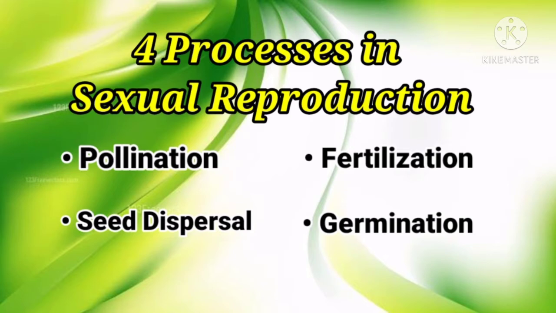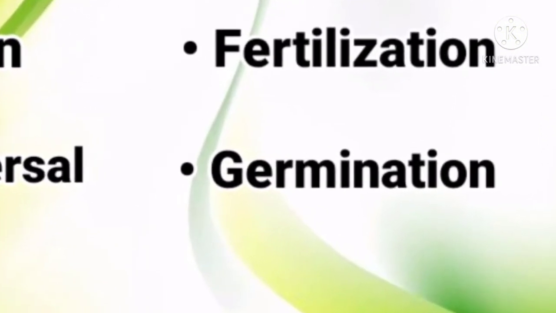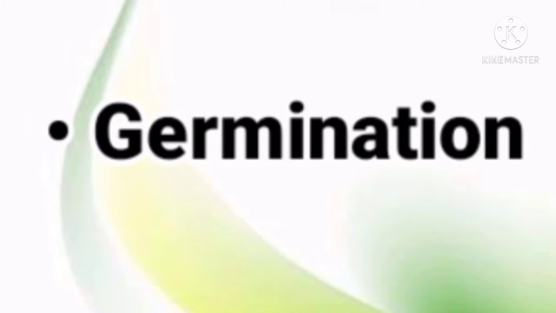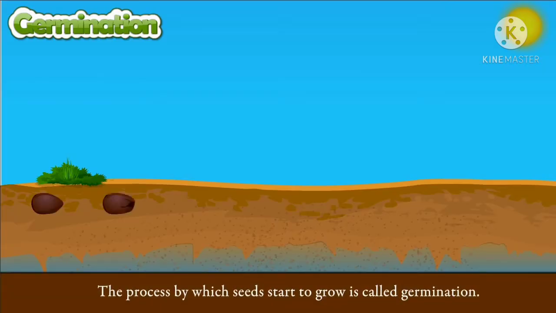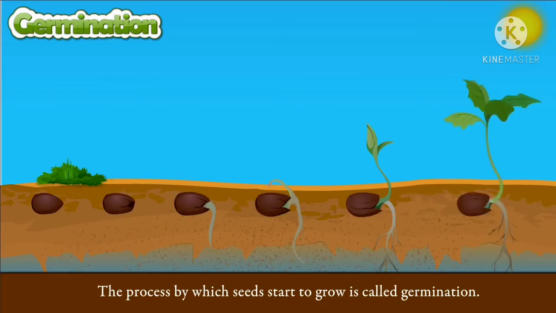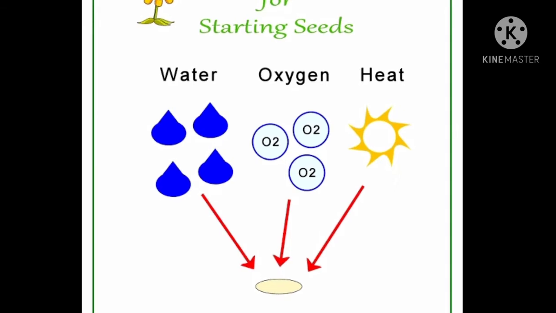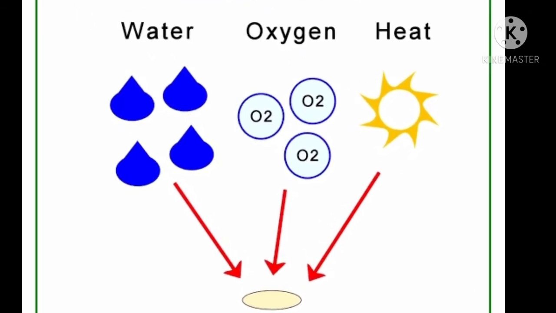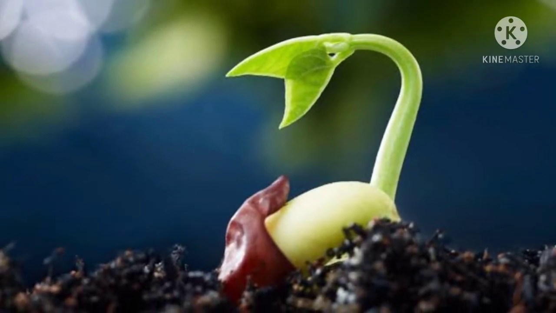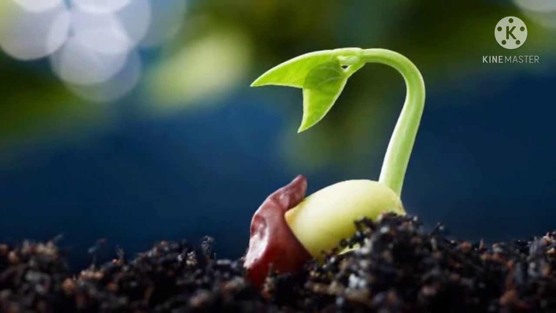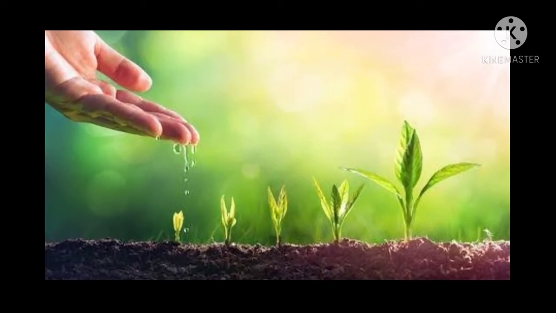And then the last process in sexual reproduction is the germination. Germination is the process wherein a seed develops into a young plant. Seeds need water, oxygen, and enough warmth in order to germinate. Given a balanced condition, it will grow and become a seedling.